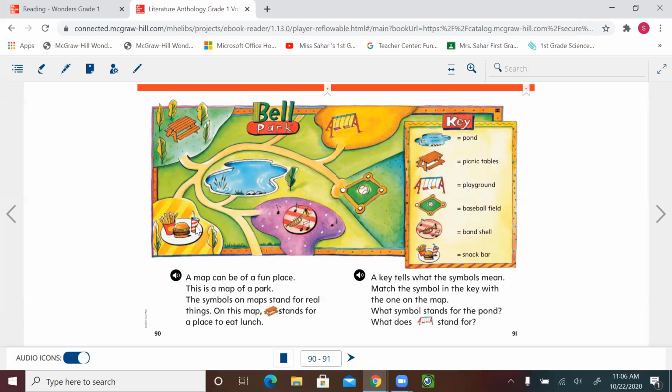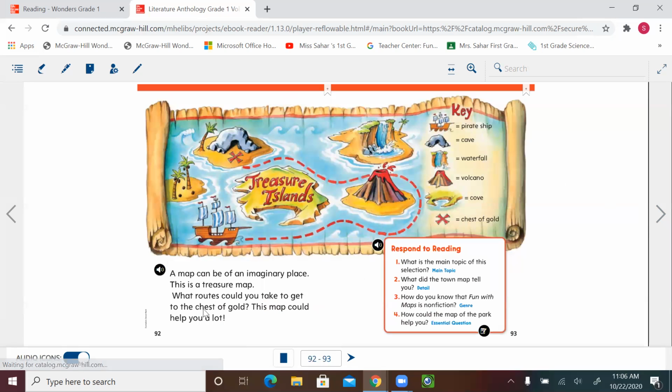So this key map or the keys help you to find your place. Sometimes they use drawing like that. Sometimes they just write. Sometimes we use both. All right. And this is another map. We call it fun places because that's when you're going to go and have fun, and you're in a park. All right. Let's see for this one.